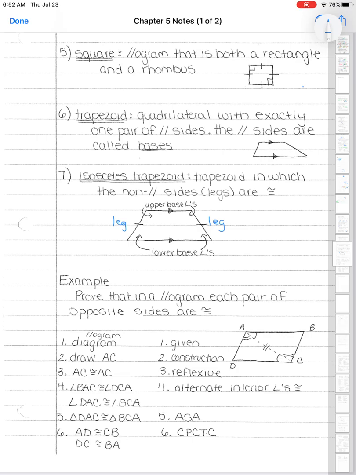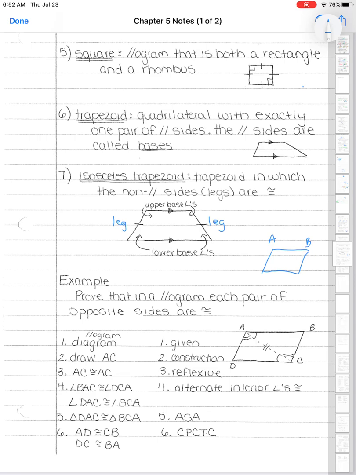And then a little bit more vocabulary that goes along. So this is a leg, and this is a leg. And then you have your upper base angles and you have your lower base angles. The bottom ones are the lower base angles, the upper ones are the upper base angles.